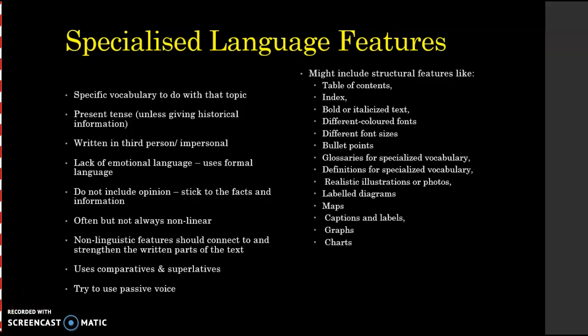Information texts are also often, but not always, linear. There are non-linguistic features and structures that are connected to and strengthen the written parts of the report. So you shouldn't just be throwing pictures in willy-nilly. You should be using those pictures, illustrations, maps, whatever it is, in order to help the reader understand it.